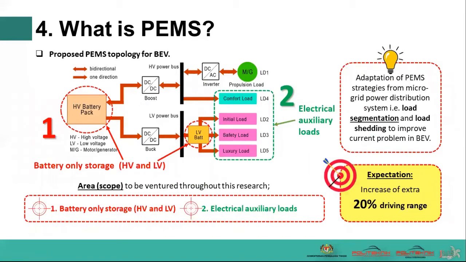A new PEMS topology has been proposed for BEV, which considers battery as the only storage, which is high voltage and low voltage, and the management task is applied at the load side of the BEV, where electrical auxiliary loads were segmented into four: the comfort load, initial load, safety load, and luxury load. This is the adaptation of a PMS strategy from microgrid from a power distribution system. For example, load segmentation and load shedding, which is expected to improve the driving range by an extra 20%.